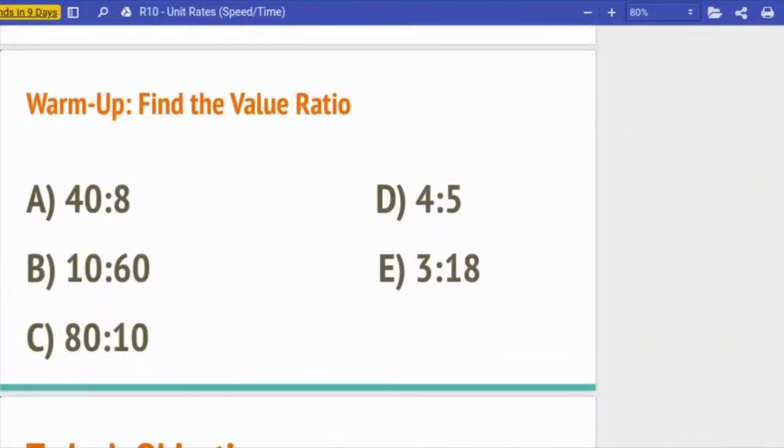It asks us to find the value ratio. The value ratio means it's the ratio scaled all the way down as far as it can go. So as I'm looking at these ratios here, A is 40 to 8. I could scale that one down by dividing them both by 8. So that would be a ratio of 5 to 1. So the value ratio for A is 5 to 1. So that one is not currently a value ratio.